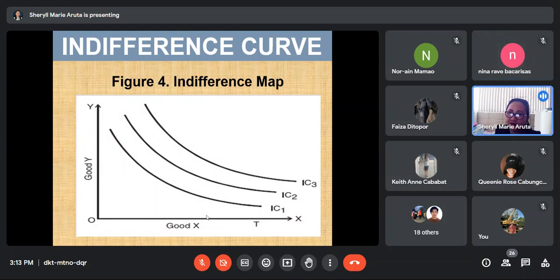If I will ask you, Faiza, IC3 is your reference, what will be your analysis on the graph, Faiza? My analysis is that IC2 is lesser satisfaction than IC3. Very good. How about, let me check the others. Okay, Eliza, how about IC1, Eliza? Shift to IC3.